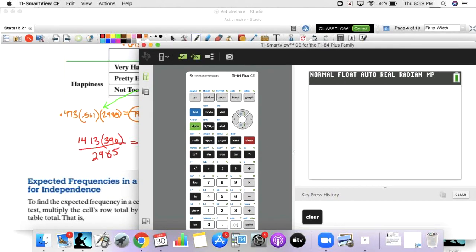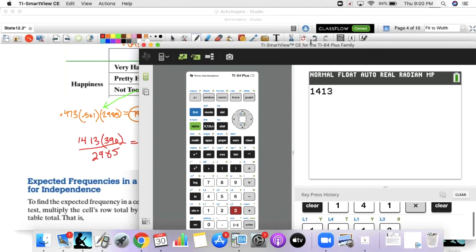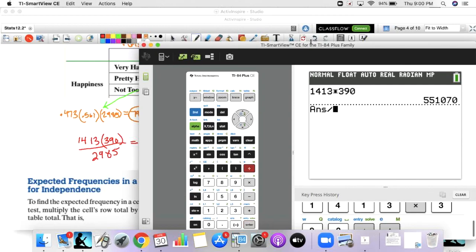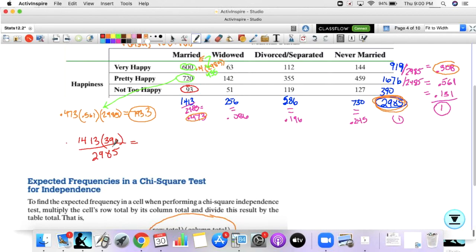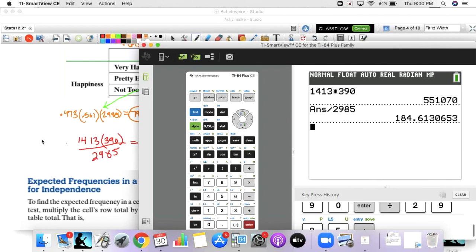Okay. And let me pull up my, actually, I think the calculator's open here. Slide that over. So 1413 times 390 equals, divide that by 2,985, and we get 184.6. And that's what we'll use. We'll just go out 2 decimal places. And I should have remembered what that number was. 184.6.